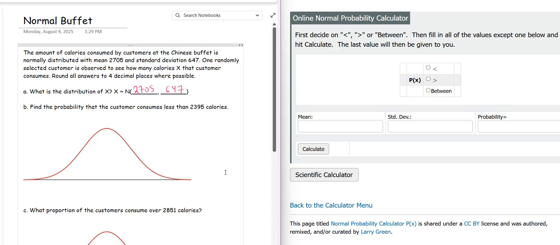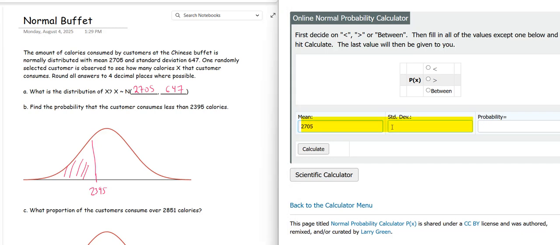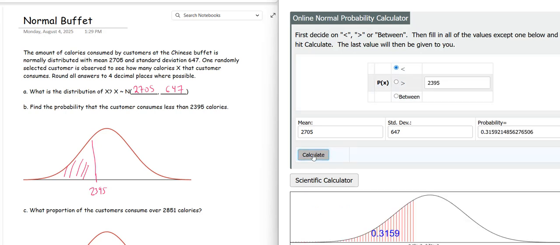So for part B, find the probability that the customer consumed less than 2,395 calories. So if this is 2,395, we want the area under the curve to the left of that. So we go over here to our calculator and we have to enter the mean and the standard deviation, and then we click on the less than button because we want the area to the left, and we enter 2,395 and we hit calculate.